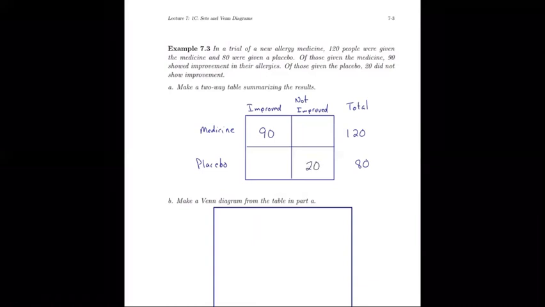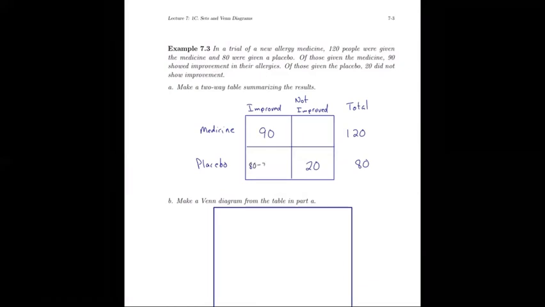Now to fill in this one, it's 80 minus the 20, the total minus the other column, and that makes 60 for this entry. For those who are given the medicine and did not improve, it's similar. 120 minus 90 is 30, given the medicine and did not show improvement.